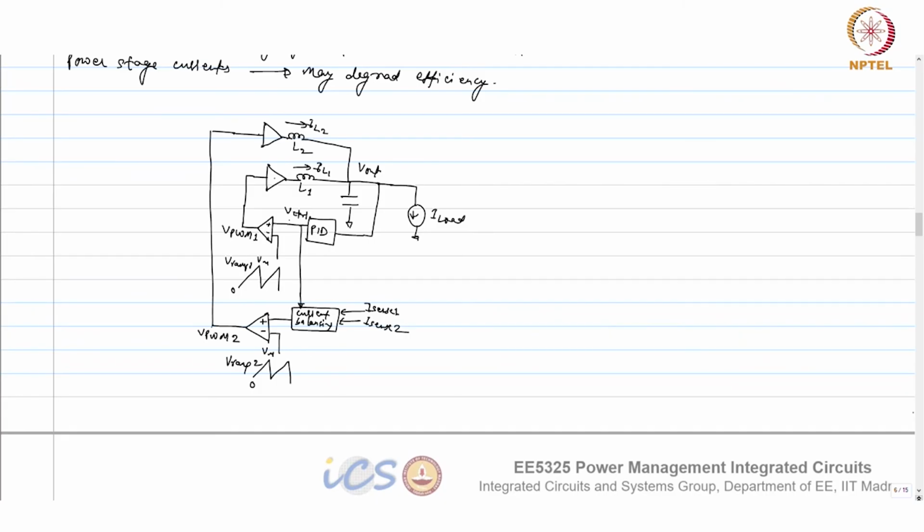Instead of having this sense current, can we have the information of duty cycle only for controlling? Yes, you can do that. Most of the time we do. If you can measure your duty cycle in a very high resolution manner, I mean 0.1% or so, you can do that.